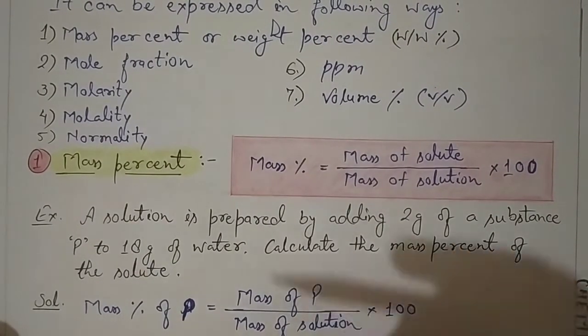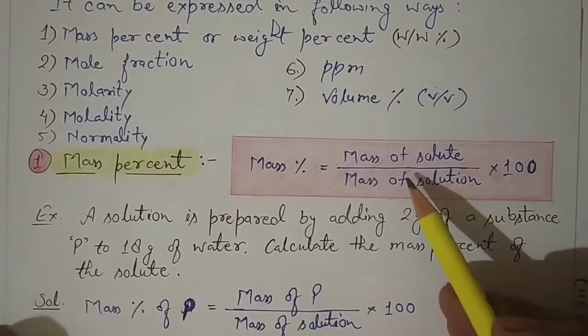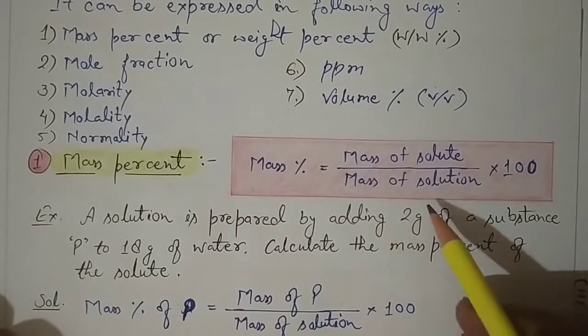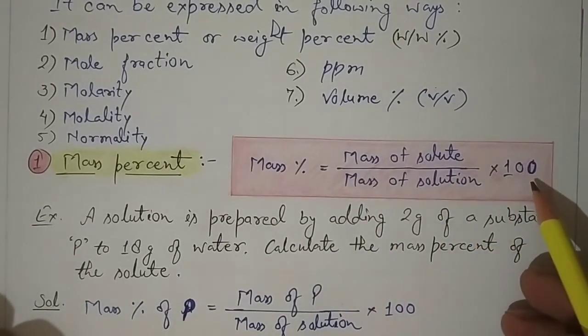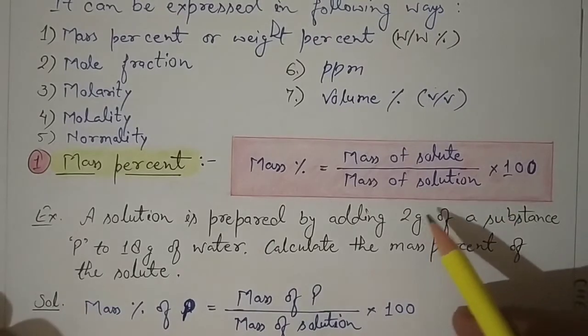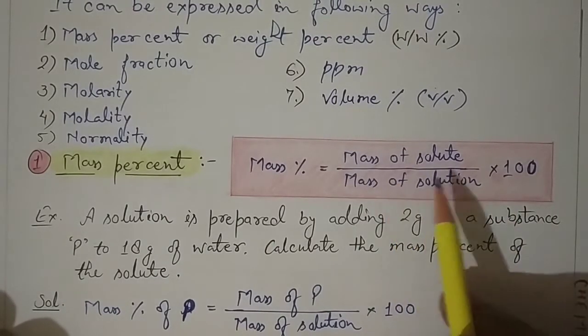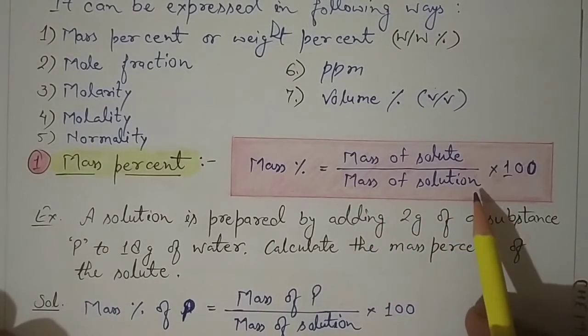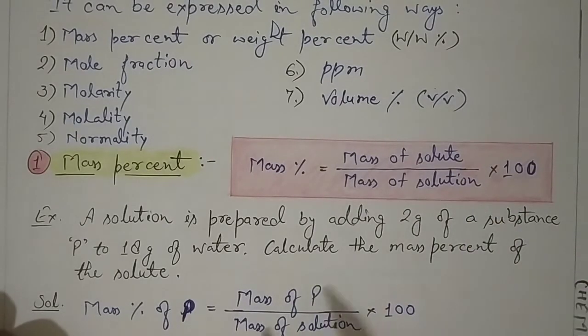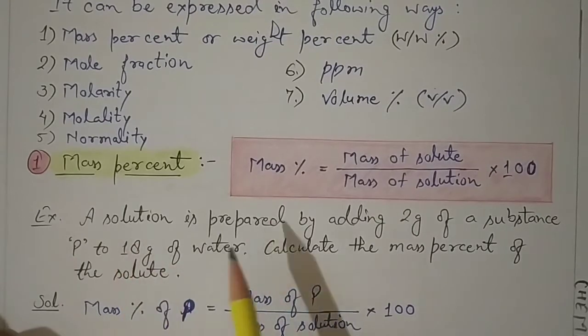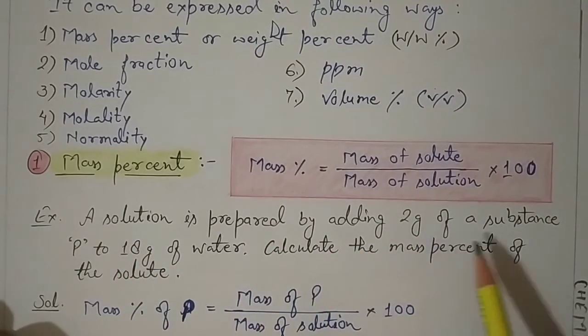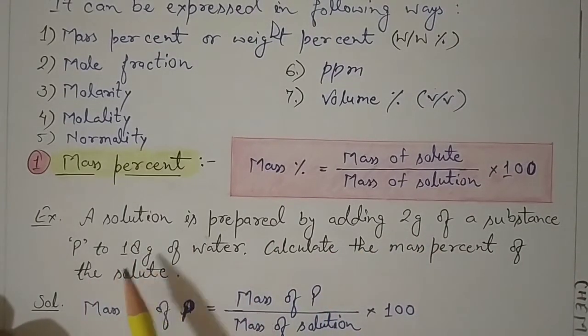Mass percent can be expressed as mass of solute upon mass of solution into 100. Okay, so in this case, as you see, mass of solute and mass of solution should be in the same unit. Let's understand this with an example. A solution is prepared by adding 2 gram of a substance P to 18 gram of water. Calculate the mass percent of the solute.